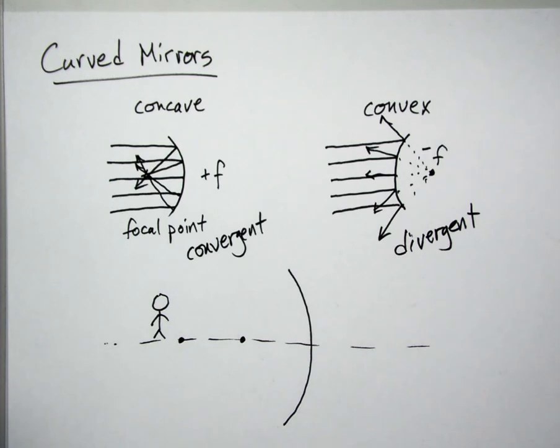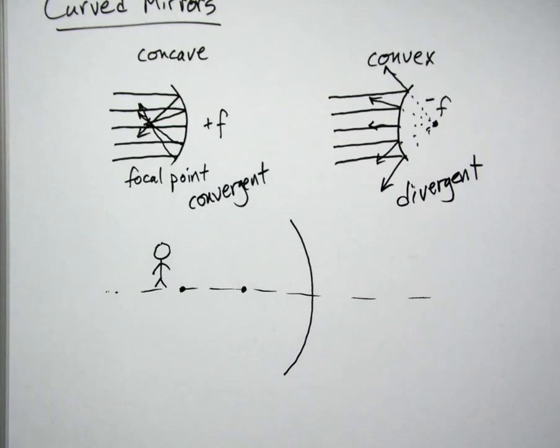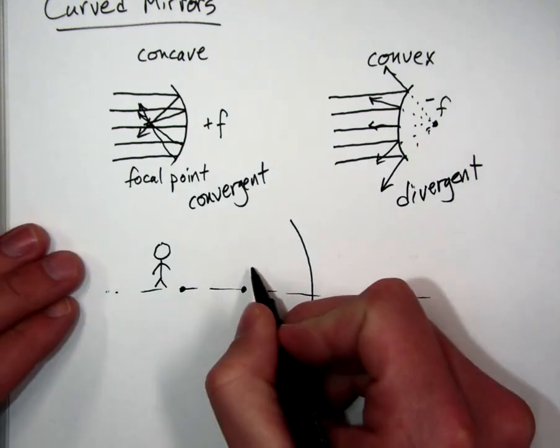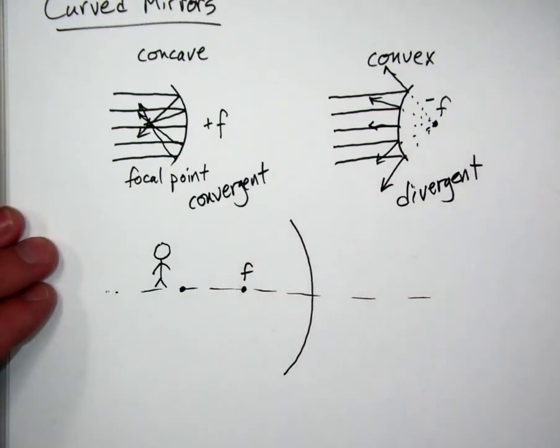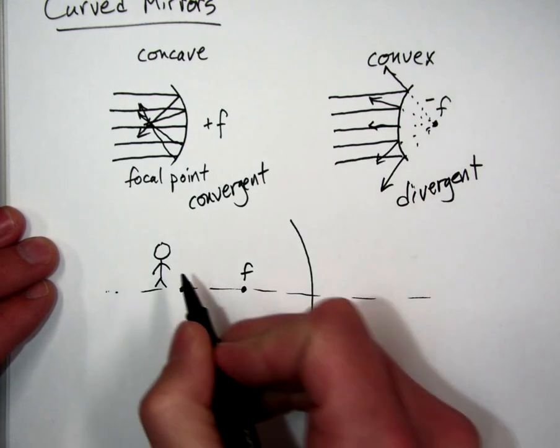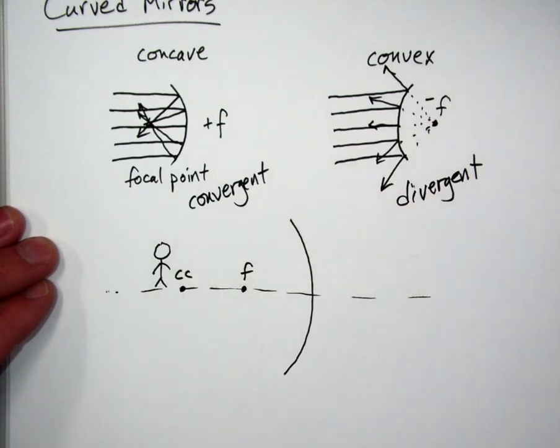Okay, unlike a flat mirror, where the image will form behind the mirror exactly the same distance away, if you stand in front of a curved mirror, your image could form in a variety of different places. In order to find that, we need to get some terminology down here. First, we have F, our focal point, but we also have a point called the CC, the center of curvature.